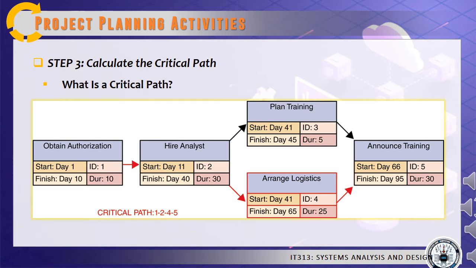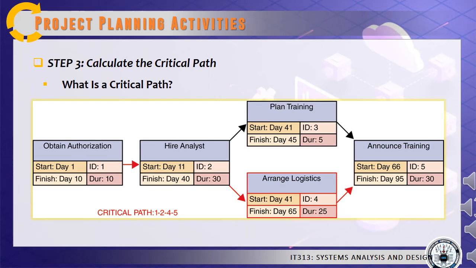Tasks 3 and 4 are multiple successor tasks that can start after task 2 is done. Task 2 ends on day 40, so tasks 3 and 4 both can start on day 41, or the day after task 2 has been completed. Task 3 has a duration of 5 days and will end on day 45. Task 4 has a duration of 25 days and will not end until day 65.